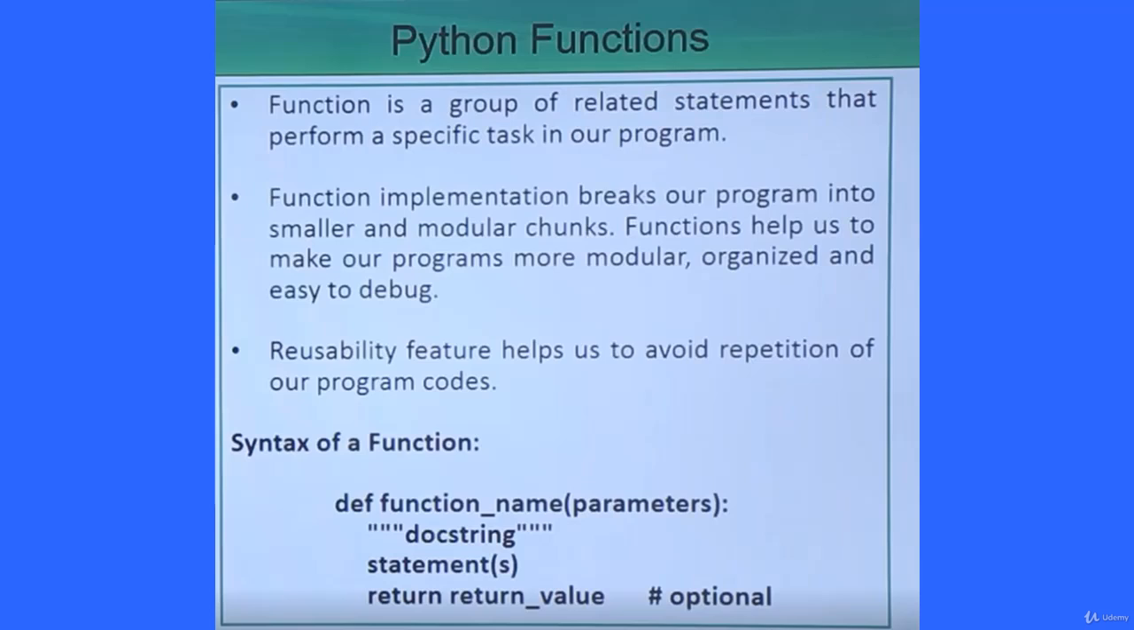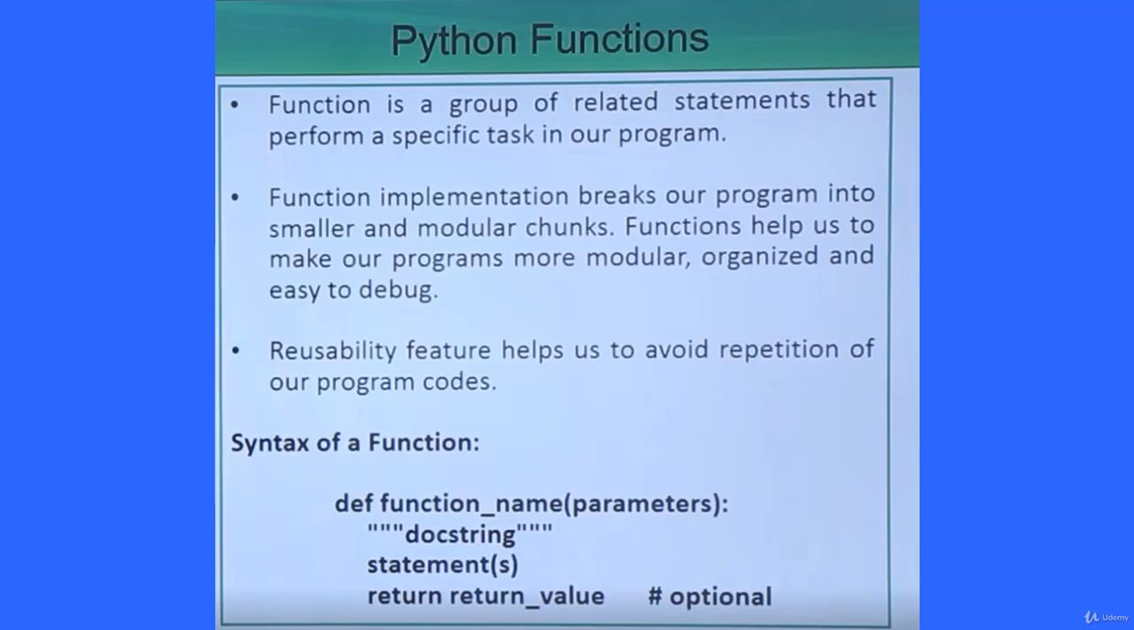And there is a docstring, which is enclosed within triple quotes. If you want to insert the docstring, that is a documentation string, it should be the first statement within the function body. Then we can write one or more statements, and then return, and return value will be there, and that is optional. A function may or may not return a value. So that is the way to write a function in Python.